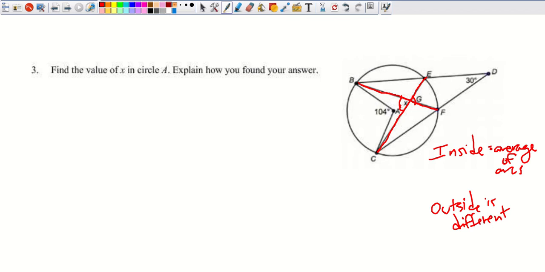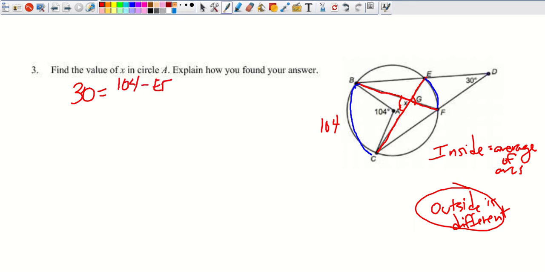In order to figure out what x is, I'm going to need to know the measure of this arc and this arc. I can automatically get arc BC because angle BAC is a central angle, so the arc is equal to the angle. And now I can figure out EF by using our outside is different rule. The angle measure, 30, is equal to the difference of the two arcs, so 30 equals 104 minus EF, we'll keep it arc mode, divided by 2. Then we're going to cross multiply and solve.